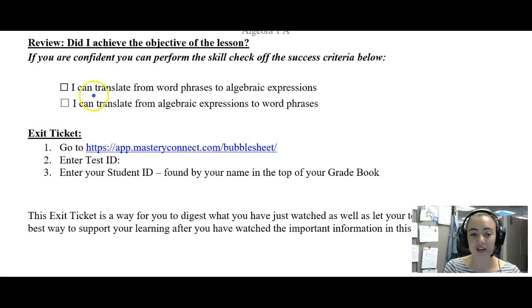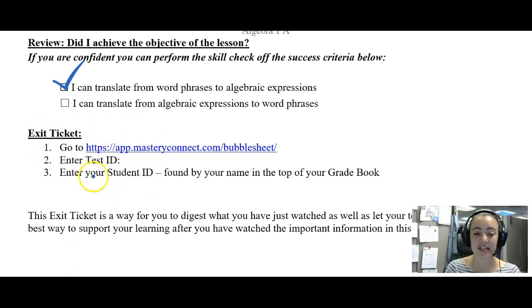So this is our success criteria that we were focusing on in this video. Can you check these off? Can you translate from a word phrase to algebraic expressions yet? If so, yay. If not, rewind the video, try to watch it again, reach out for help. You can check out your textbook, use Khan Academy, find a resource that can help you with that. Same thing with can you translate from algebraic expressions to word phrases? If yes, check. If not, then make sure you go back now and learn how to do that.